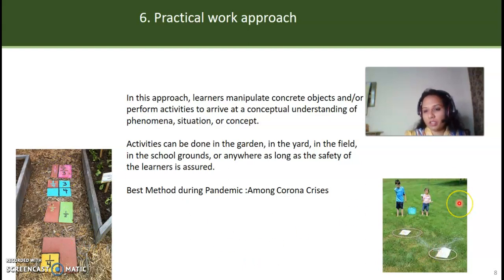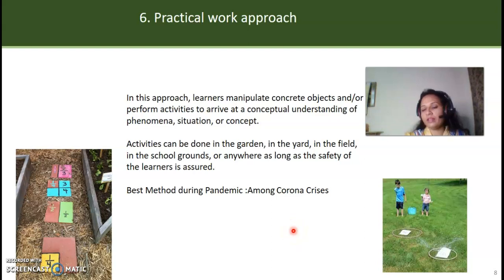And what is happening in this picture? A little boy and a girl are standing in a garden and they are using some kind of circular shape. So I think they might be studying geometry. In this approach, learners manipulate concrete objects or perform activities to arrive at a conceptual understanding of phenomena. So the students can move around in the garden, they can work in an open field or the school ground or anywhere else where they are safe to study maths.